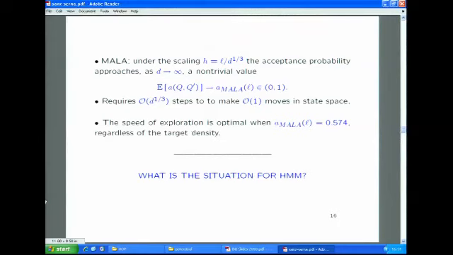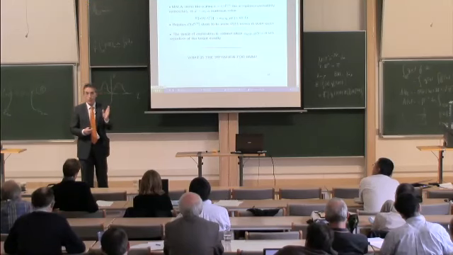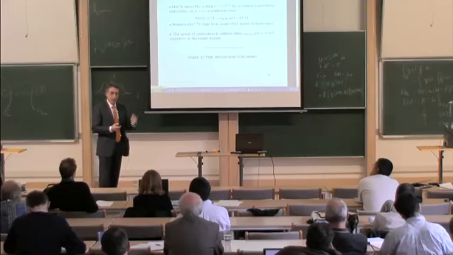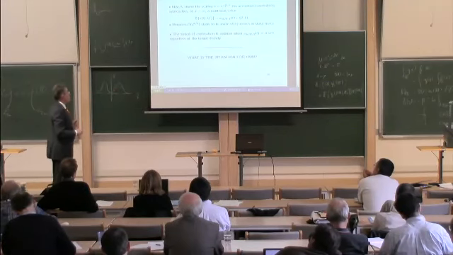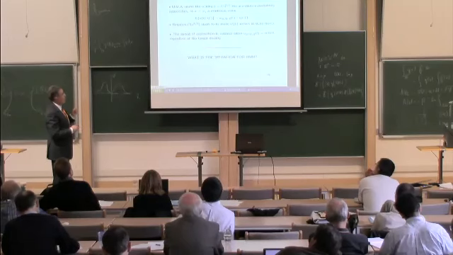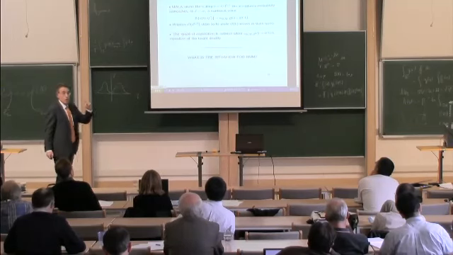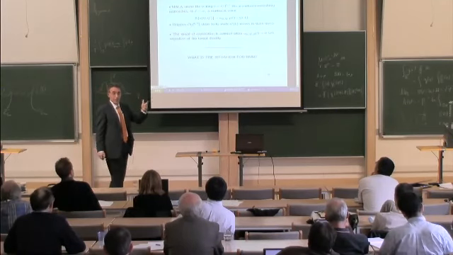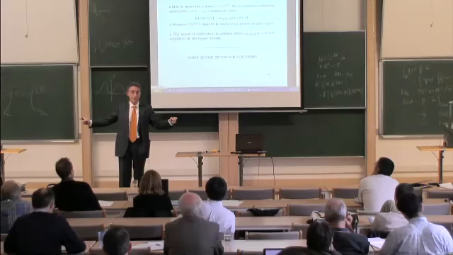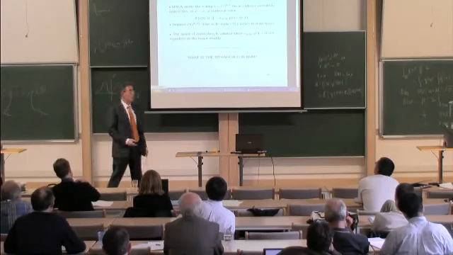So for MALA, the situation is better because we now are inputting information on the likelihood in the algorithm. So we are using the gradients of the probability to guide our motion in state space. So now, rather than scaling h as 1/d, you have to scale it as 1/d to the one third. So now to reduce h by half, you can afford to increase the dimensionality of the problem by a factor of 8.